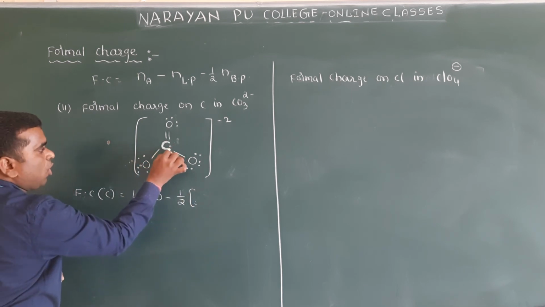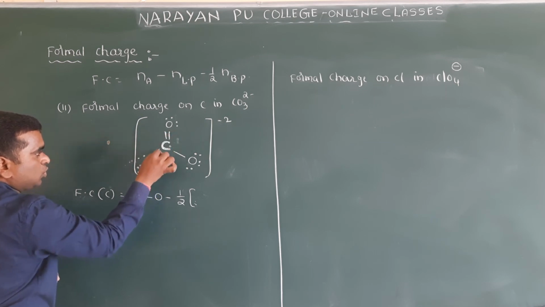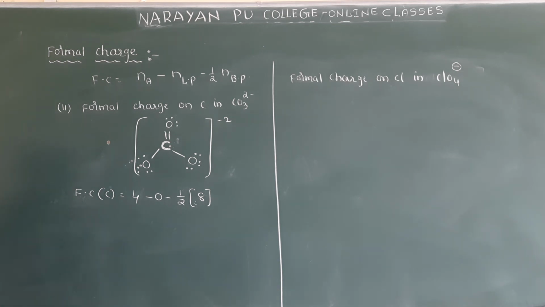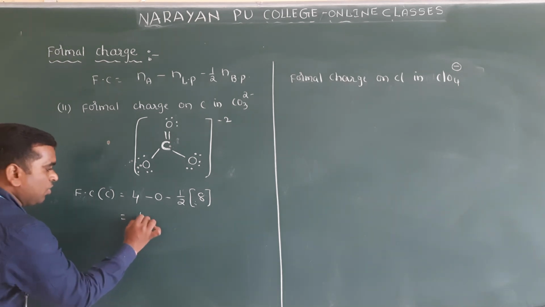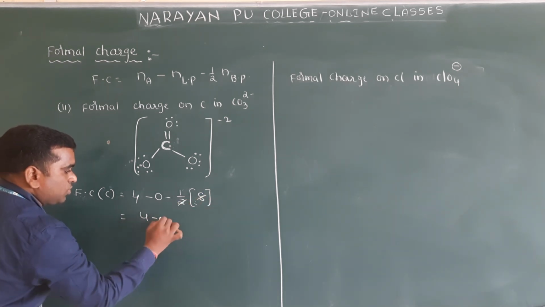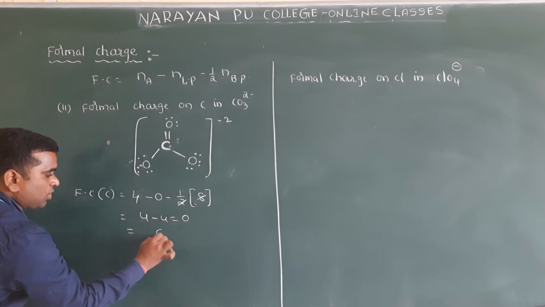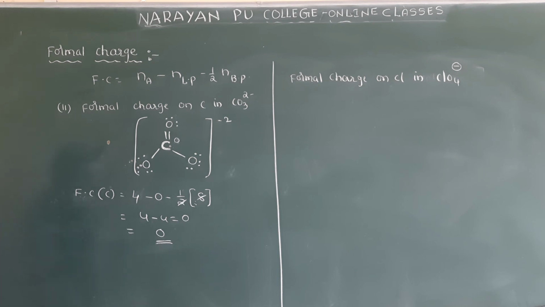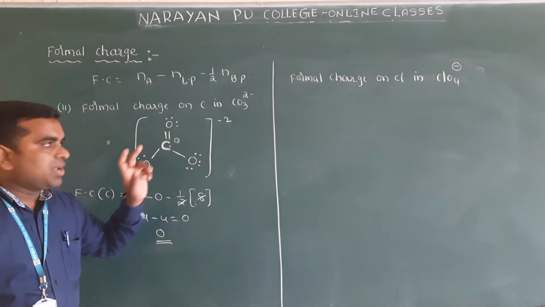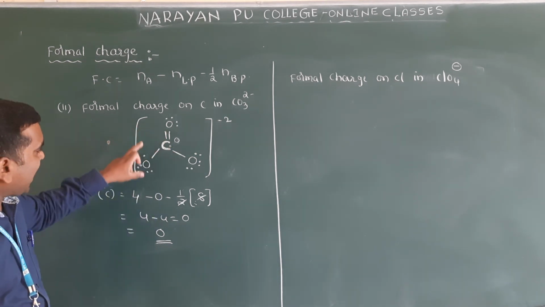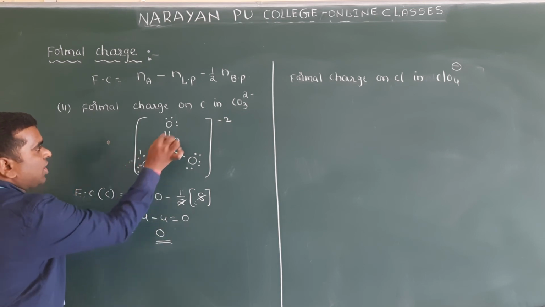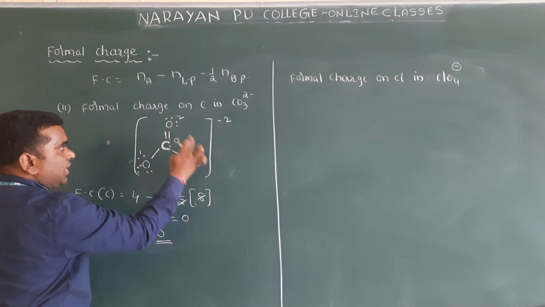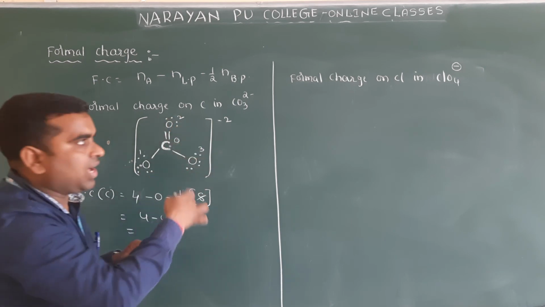This carbon is forming how many bonds? 1, 2, 3, 4. 4 bonds means how many electrons? 8 electrons. Clear? So 4 minus 1 by 2 into 8 and 0. So what will we get now? 0. The formal charge on the carbon is 0. And now I am giving homework to calculate the formal charges on the oxygens also, 1, 2, 3.